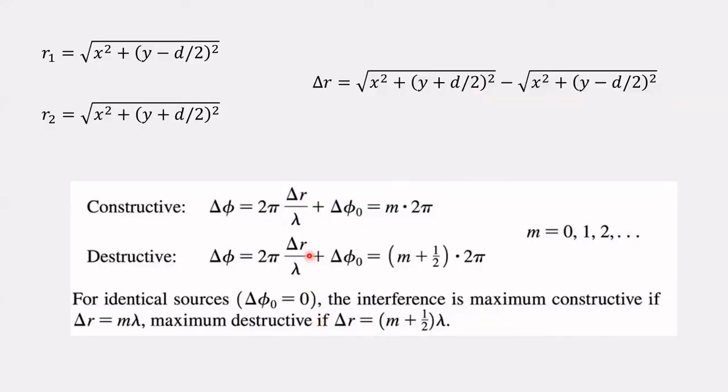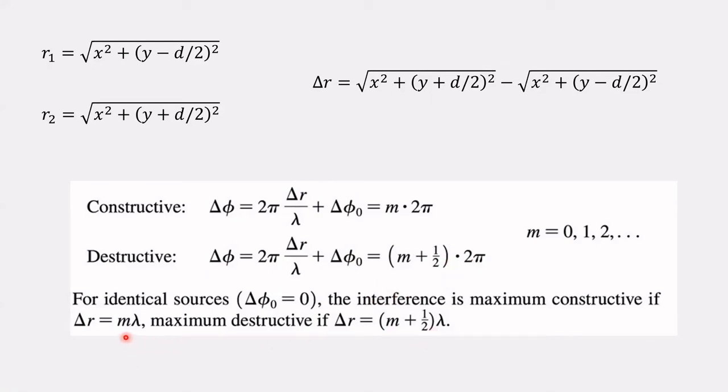Okay. I really should have emphasized this more earlier. I said this a moment ago. These formulas become a little simpler if you're talking about identical sources. Two sources which are being driven in phase in time, so no inherent phase difference. Then you can get rid of delta phi sub 0. The 2 pi's cancel from both sides, and you end up with these simple conditions.